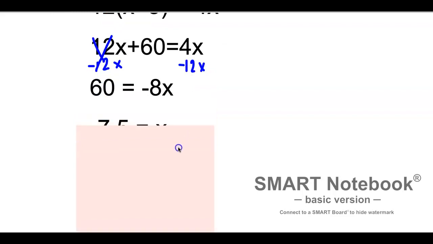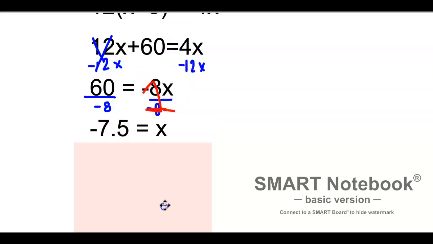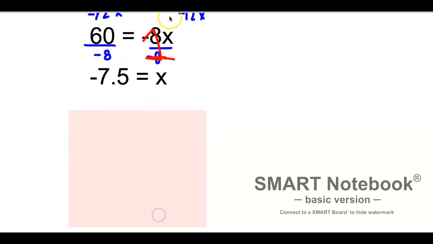Now that negative 8 is being multiplied by x, so the inverse of multiplication is division. So we need to divide both sides of the equation here by negative 8. And remember, the whole reason we do that is to create this giant 1. And so now we have 1x by itself. 60 divided by negative 8 is negative 7.5. So the correct answer here is x equals negative 7.5.